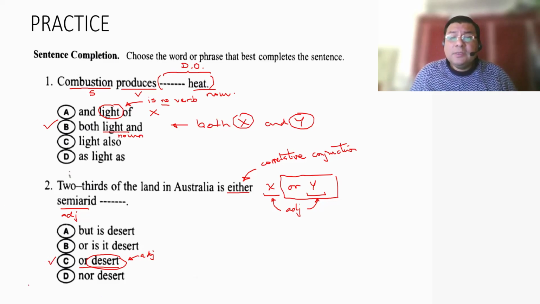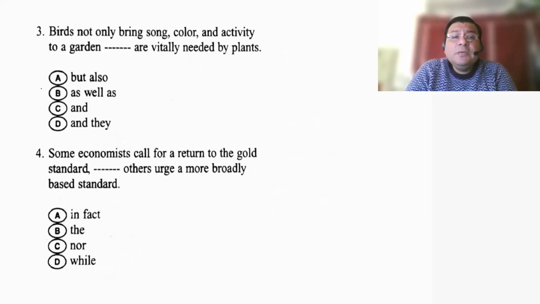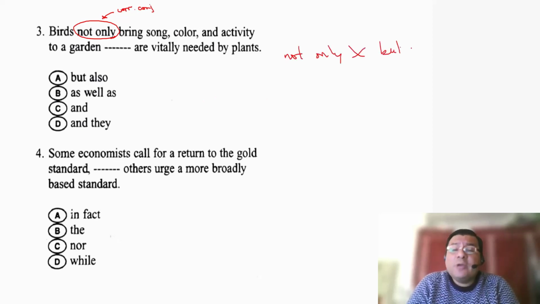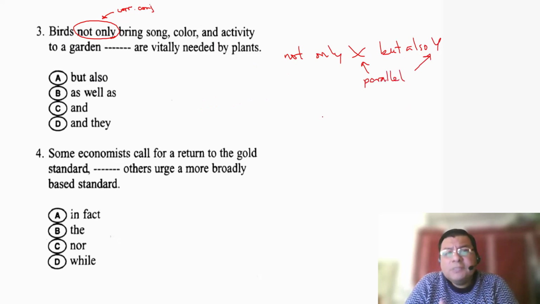Let's continue with question 3. You can pause the video here and try on your own. All right, number 3. Birds not only bring song, color, and activity to a garden, blank, are vitally needed by plants. We know that this is part of a correlative or paired conjunction, not only X, but also Y, where X and Y should be parallel structures, nouns, phrases, or even clauses.